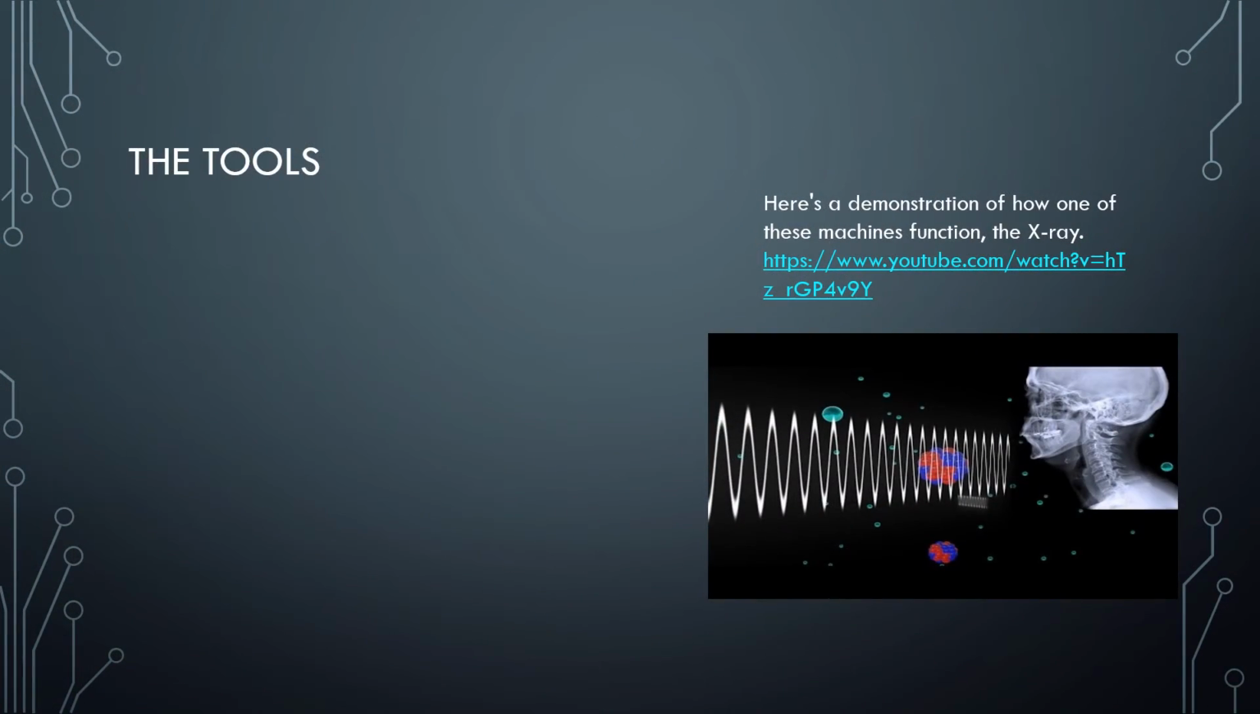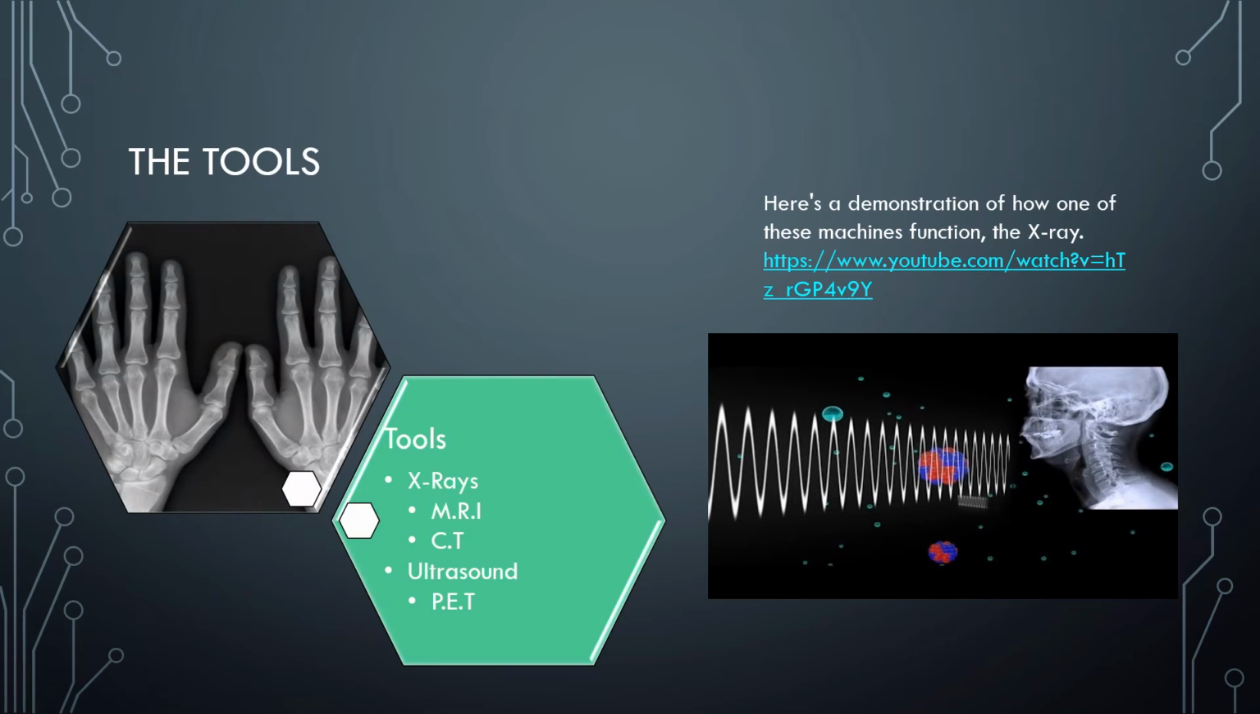Now, the tools and the devices that we use in modern radiology. Some of the tools we use are X-rays, MRIs, CTs, ultrasounds, and PATs. Now, as you're wondering, there's a lot of abbreviations with those names, and yes, they do stand for something.